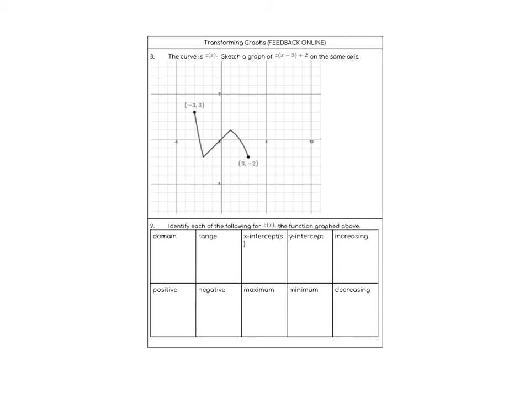And then finally we have a curve here. I'm going to take a look at my transformations. My first transformation is the x minus 3. That means we're going right 3. And then I've got a plus 2 after, which means we're going up 2. All right, so negative 3, 3. We're going right 3 and up 2.